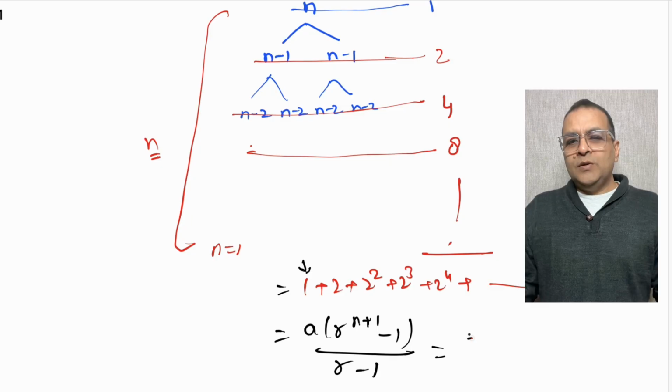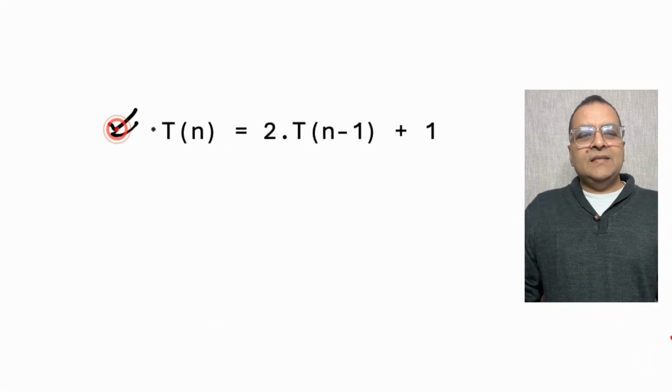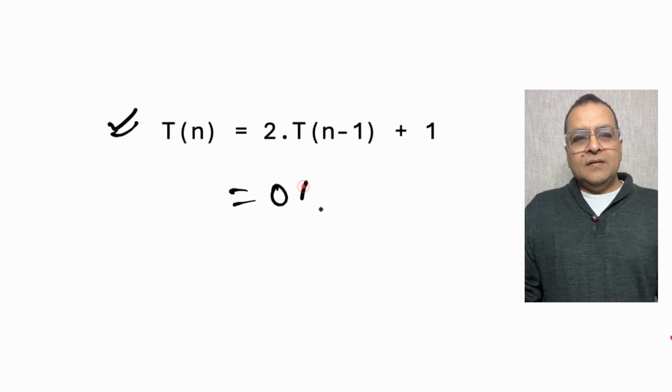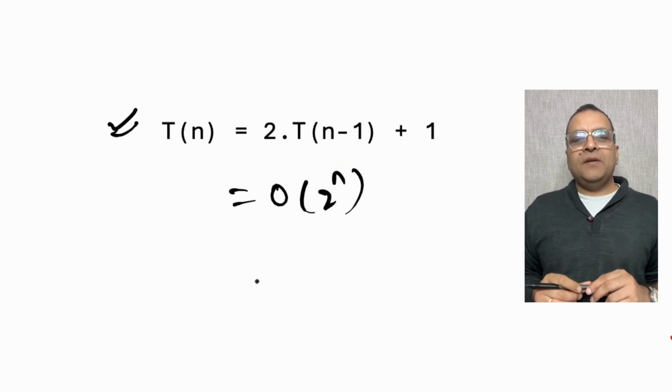So this comes out to be (2^(n+1) - 1) / (2 - 1), which is big O of 2 raised to the power n. Therefore, this recurrence is an exponential time recurrence, 2 raised to the power n. You can also relate it to the exponential growth that we have discussed in the previous lectures.